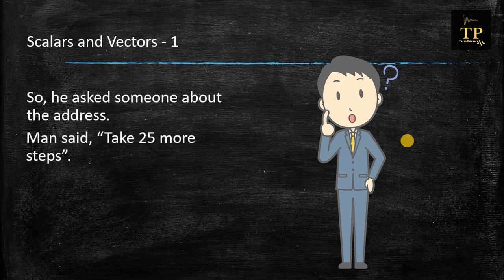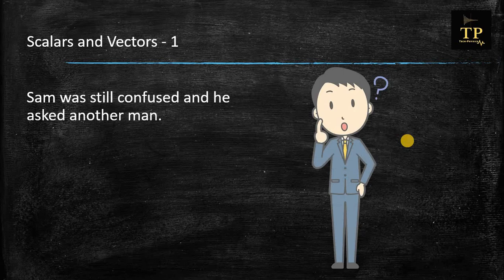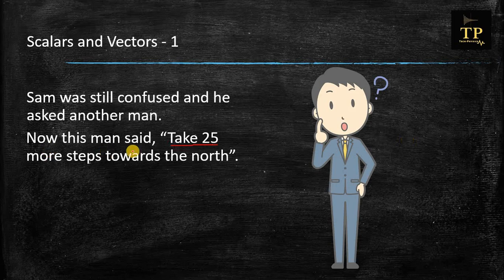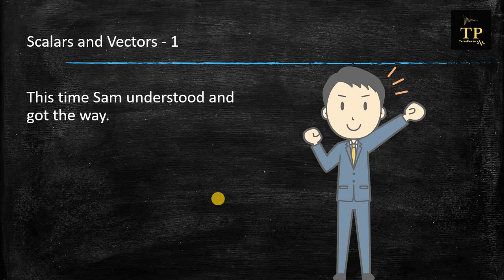He replied, take twenty-five more steps. But Sam was still confused because he was still unable to find his way. Then he asked another man. Now this man replied, take twenty-five more steps towards the north. So here these steps, but in the north direction, made things very clear to him, and he was very happy. This time Sam understood everything and he got the way he wanted to go.